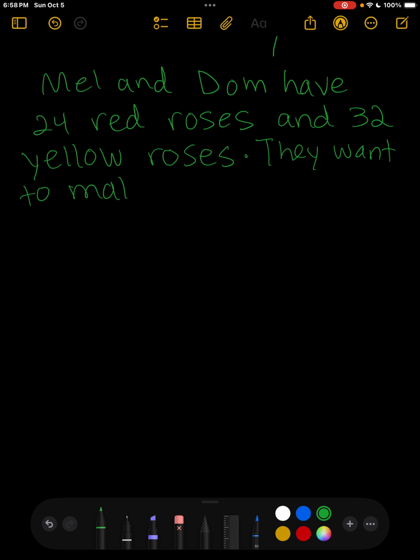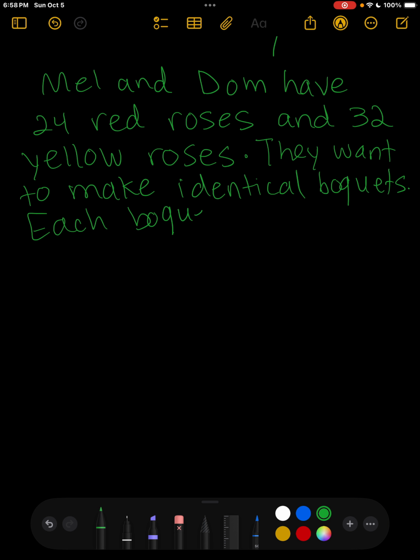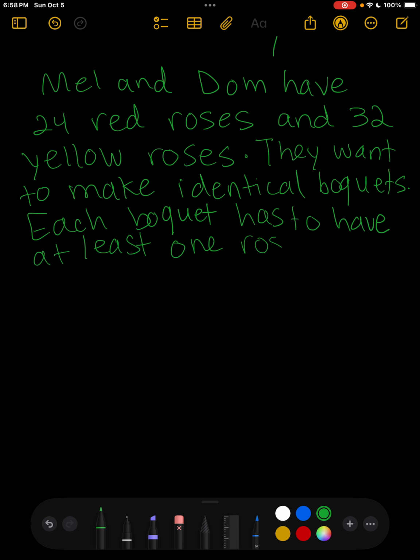They want to make identical bouquets. Okay, each bouquet has to have at least one rose of each color. Okay. What is the greatest number?